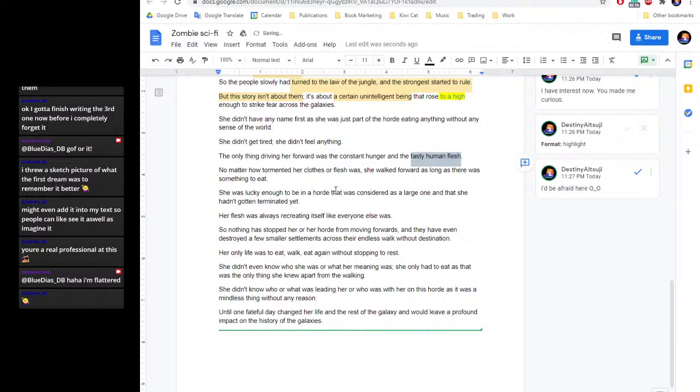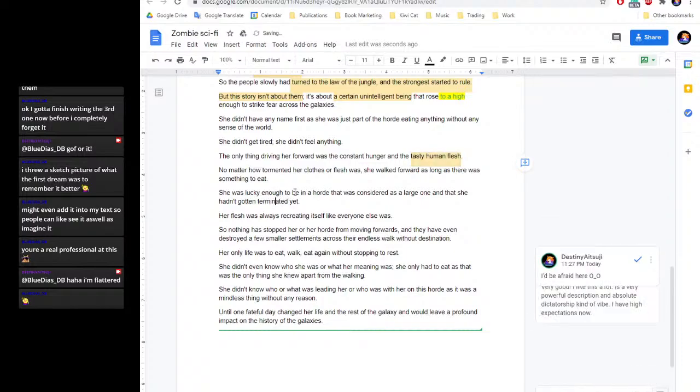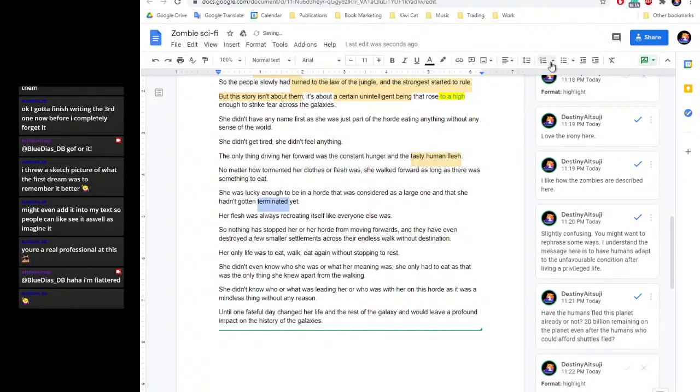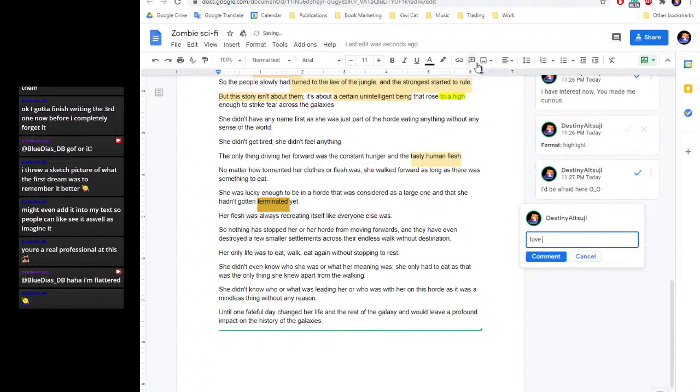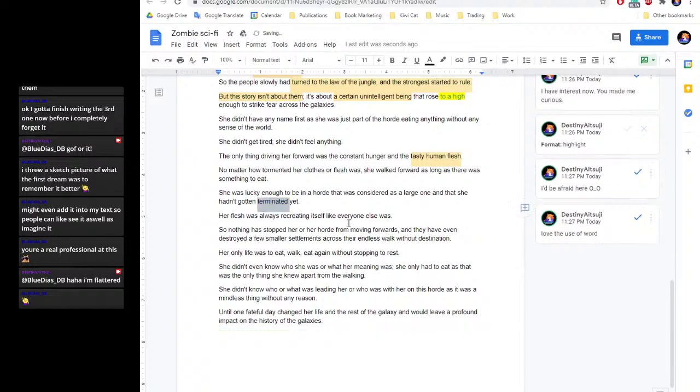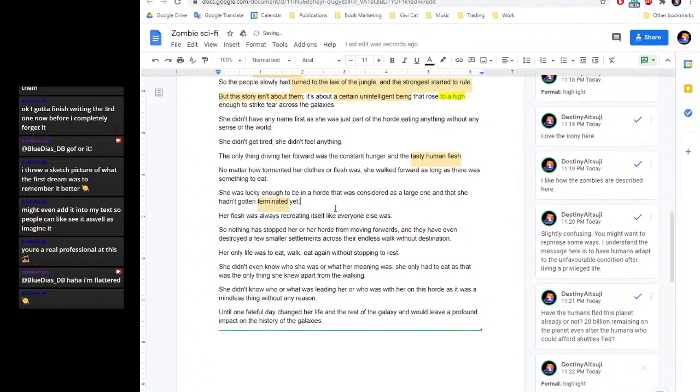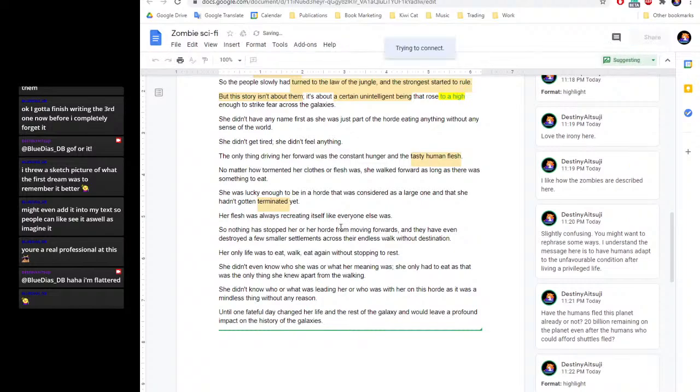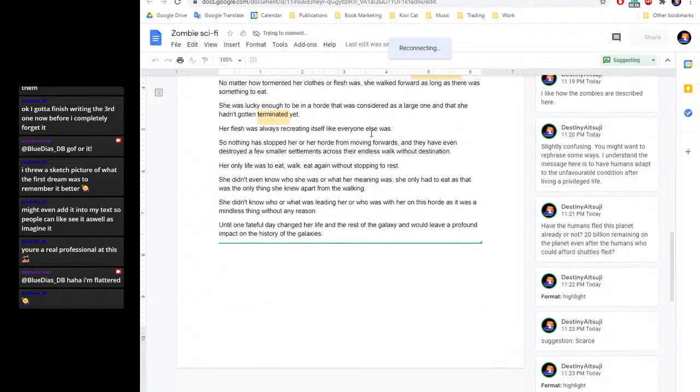She was lucky to be in a horde that was considered a large one, as she hadn't gotten terminated yet. I love this use of the word. Terminated actually gives a very powerful feeling. It's like exterminated, terminated. So they are seen as pests. Wow, it sounds very digital-like. Digital zombie. So her flesh was always recreating itself just like everyone else's was.